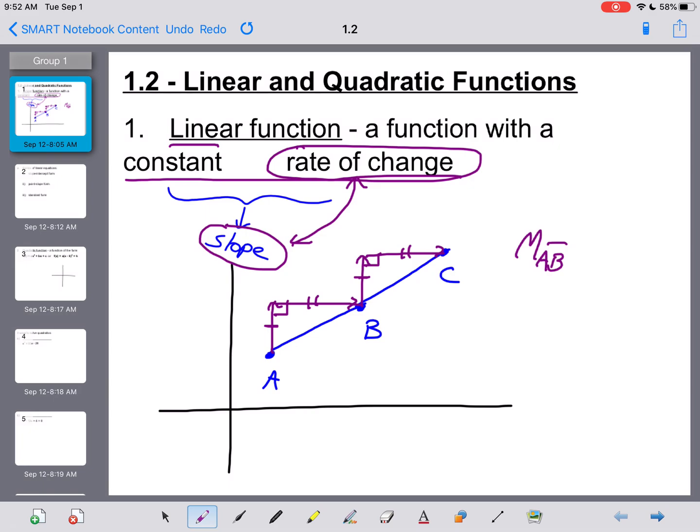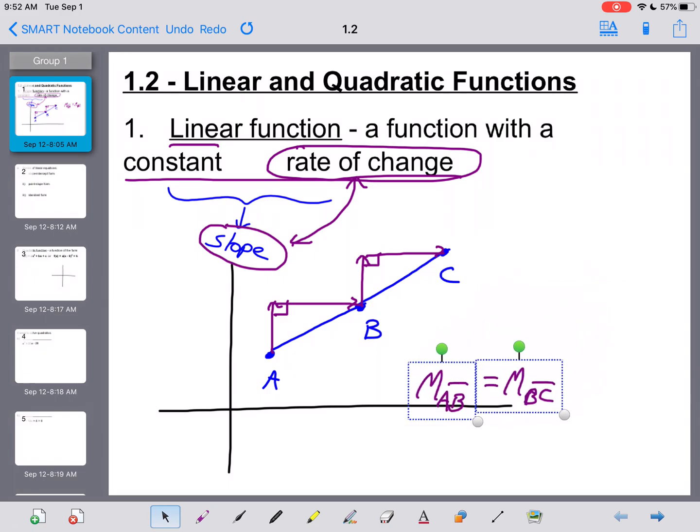But the cool thing is, even if I messed up and I didn't put B directly in the middle, in which case those tick marks would no longer apply because we're not congruent here, the important thing is that the ratios of rise and run would be exactly the same once you simplify those fractions. So the slope of line segment AB would be the same as the slope of line segment BC. Those two slopes would have to be equal to each other in order for this to be a linear function.